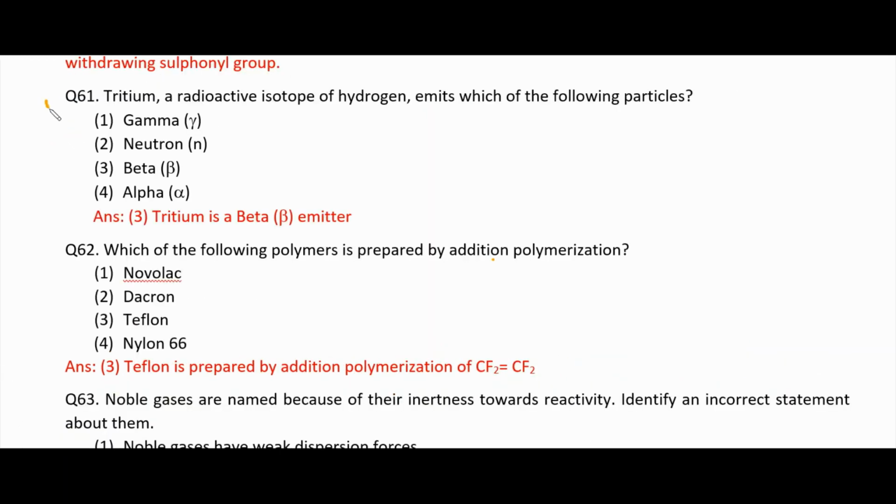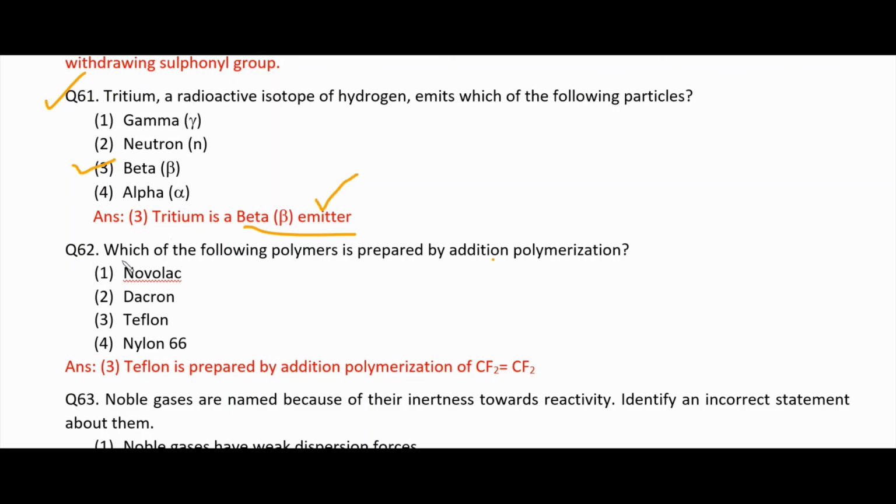Question number 61. Tritium, a radioactive isotope of hydrogen, emits which of the following particles? We know that tritium is a beta emitter. So option 3 is correct.